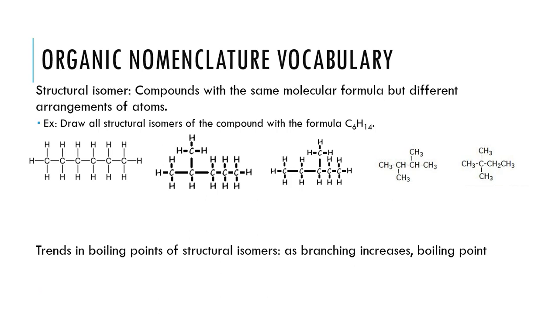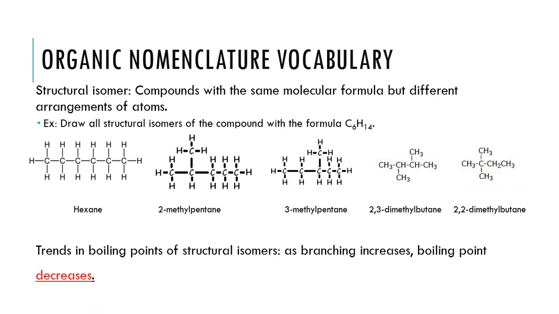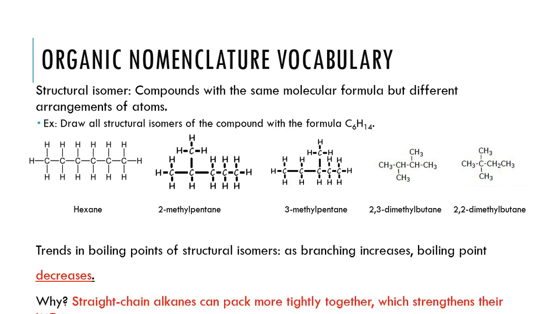Now, when we have these different structural isomers, we can see some trends. One of the main trends we see is a trend in boiling points. As branching increases, like hexane has no branching and dimethylbutane has a great deal, the boiling point will decrease. And there are the names there for you in case you wanted to see them. So as branching increases, boiling point decreases. You might wonder why this is. Straight chain alkanes can pack more tightly together, which strengthens their intermolecular forces.